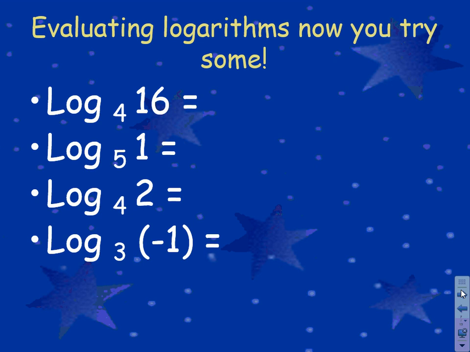All right, do we think we have them? All right, so 4 to what power is 16? 2? All right, so you're thinking 4 to what power is equal to 16? So x is equal to 2, correct? All right, what are you thinking on the second one? 5 to the what power is equal to 1, so x is equal to 0.